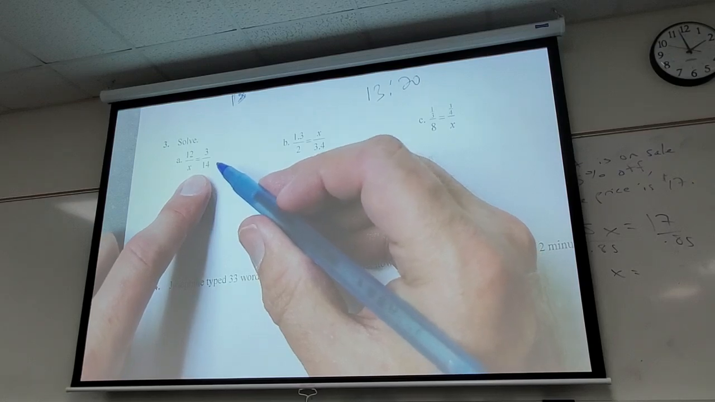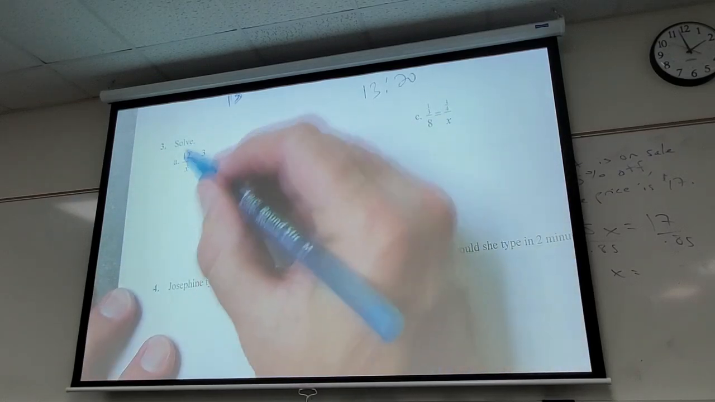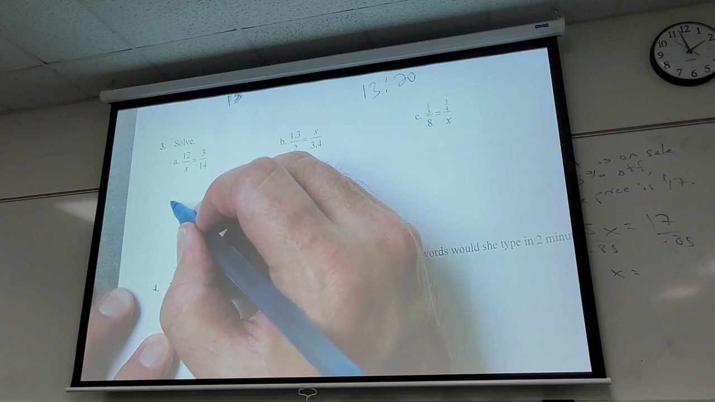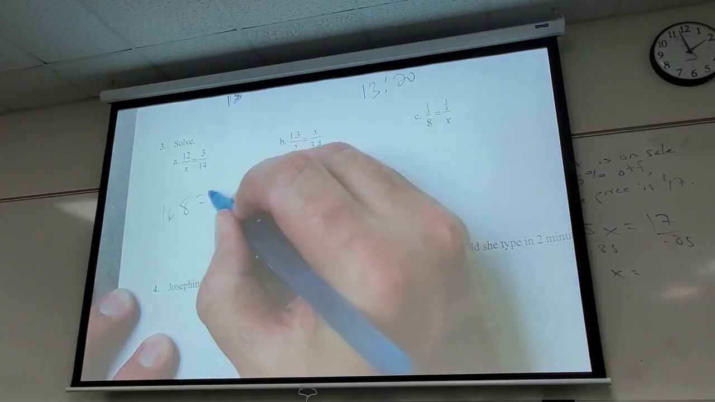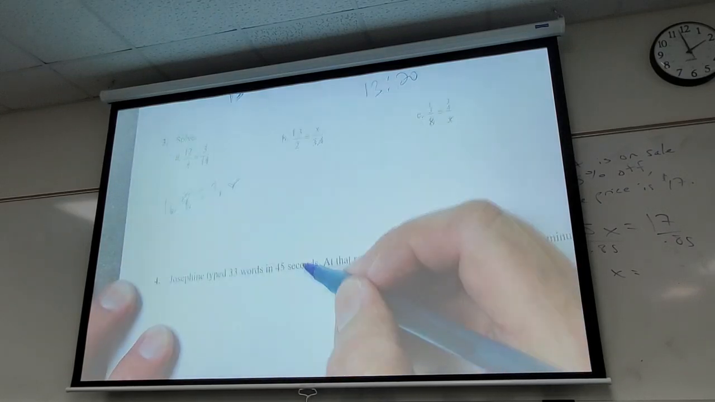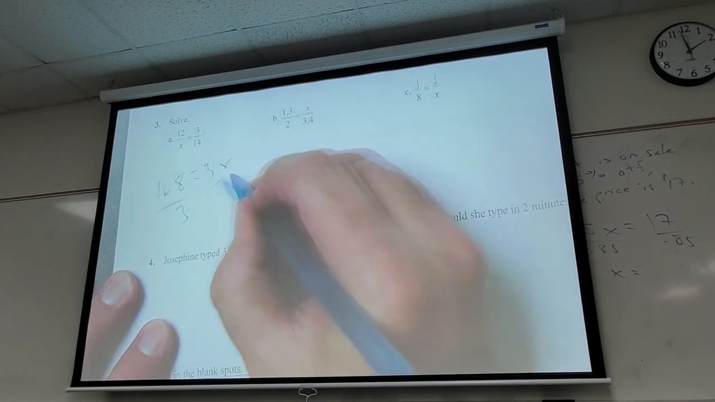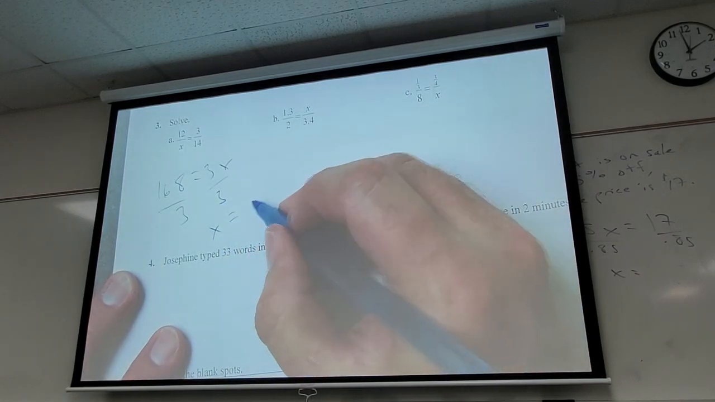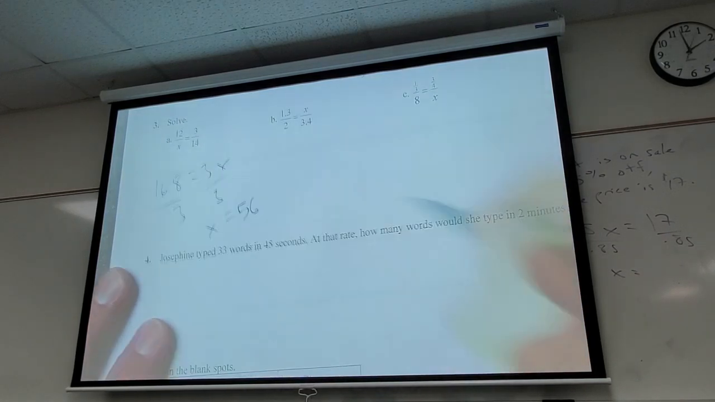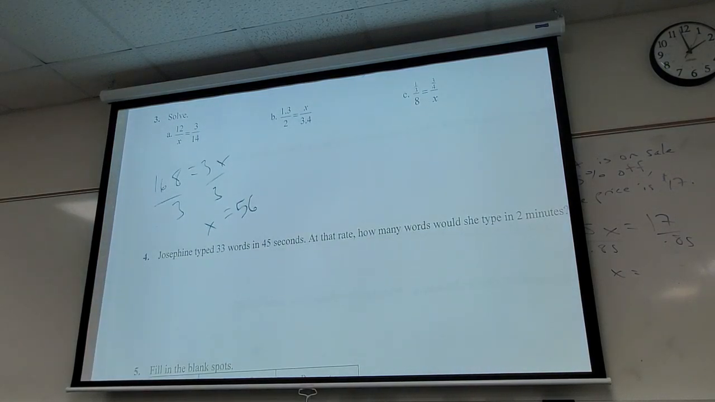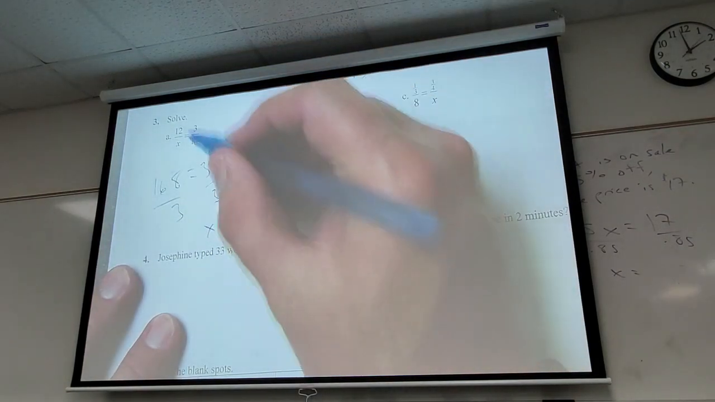How do you do this? Cross multiply, okay, so 12 times 14, 168 equals 3x. Divided by 3, what do you get? 56, I like it. That was nice. I made it nice. I don't think I even tried to make it nice.